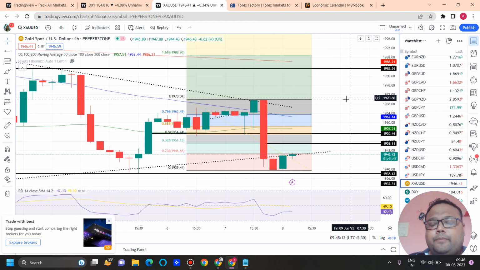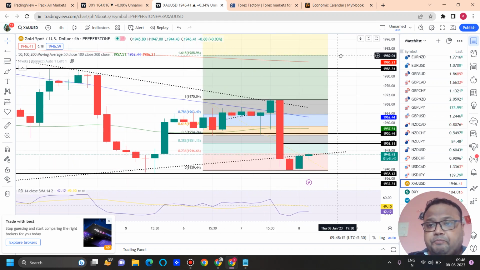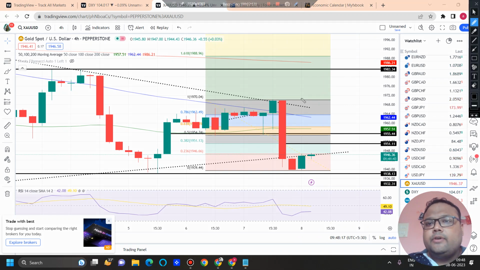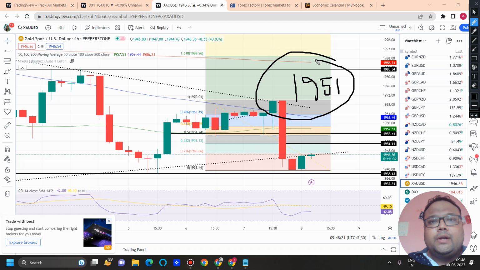So what are the trading opportunities then? The first level in front of us is around 1951. 1951 is the first resistance on the chart of gold. As we can clearly see, there is not much volatility in the market right now. More or less the market is slow.